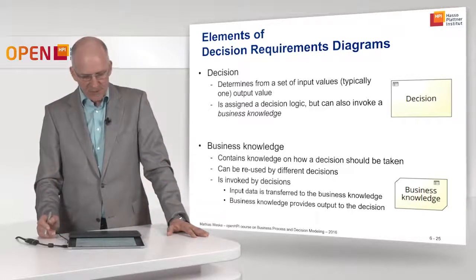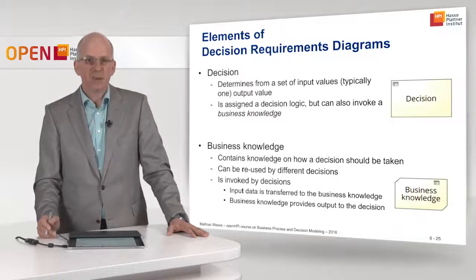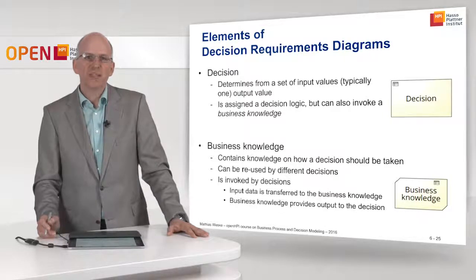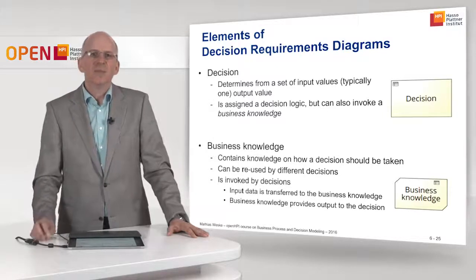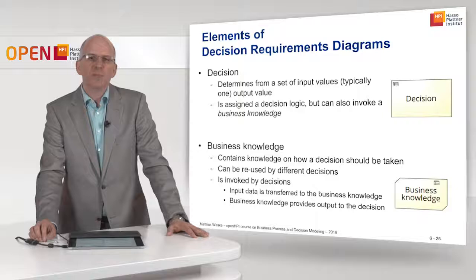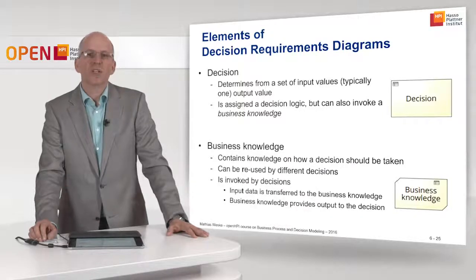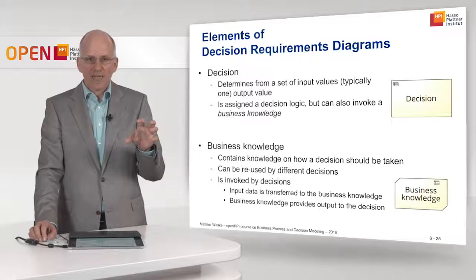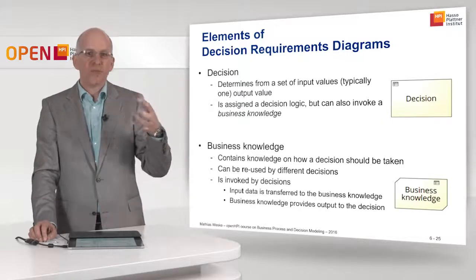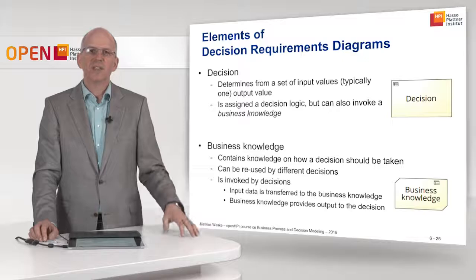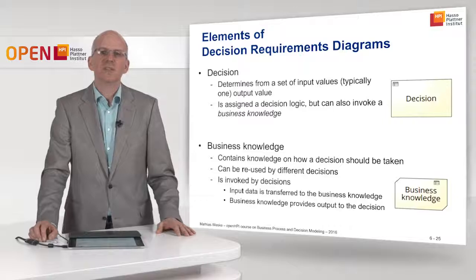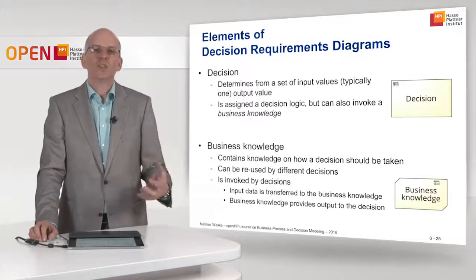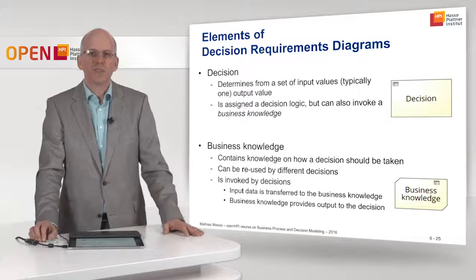A decision is assigned a decision logic, but it can also invoke a business knowledge. And a business knowledge contains knowledge on how a decision should be taken. So it actually encodes or includes the decision logic. The point is that business knowledge can be reused by different decisions. So you can specify the decision logic at one place, and different decisions can take advantage of the decision logic represented in the business knowledge. And therefore the wording is also well selected, because this element includes the business knowledge, the decision logic, to be used by different decisions.